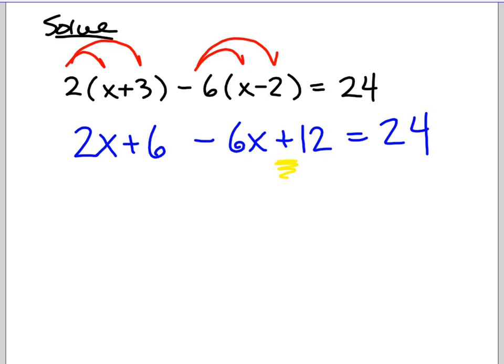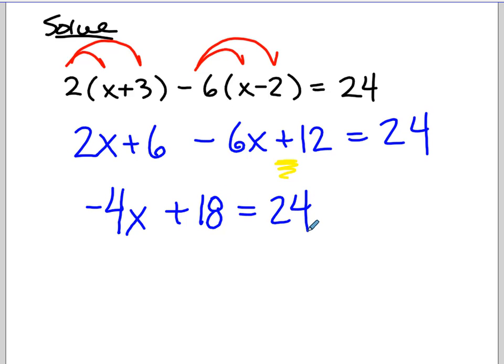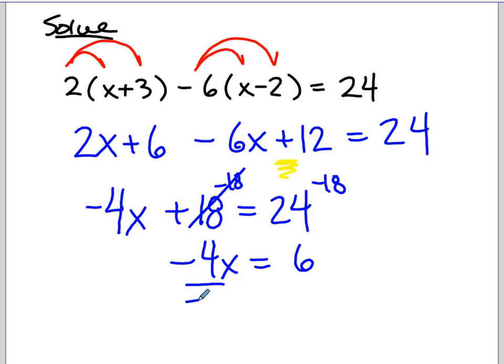Okay, now I'm going to collect like terms. 2x minus 6x is negative 4x. 6 plus 12 is 18. So I want to collect all of the things I can before I start working on both sides of the equal sign. Now I'm going to subtract 18 from both sides. Negative 4x equals 6. And then I'm going to divide both sides by negative 4 and get x equals negative 3 over 2, or negative 1.5.